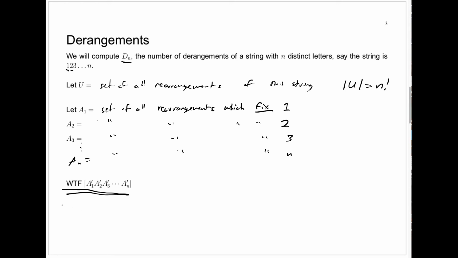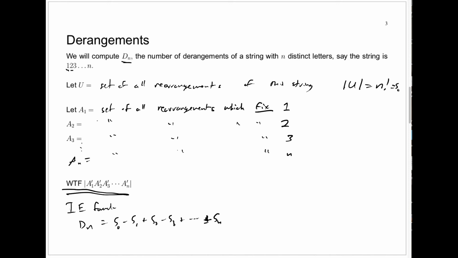And luckily, the inclusion exclusion formula tells us that D sub n, which is exactly this number, is given by S0 minus S1 plus S2 minus S3. And we'll keep going all the way till we get to S sub n, which will have a plus or minus, depending on whether n is even, in which case there would be a plus, or n is odd, in which case there would be a minus. And we've already seen that the size of our universe is n factorial.